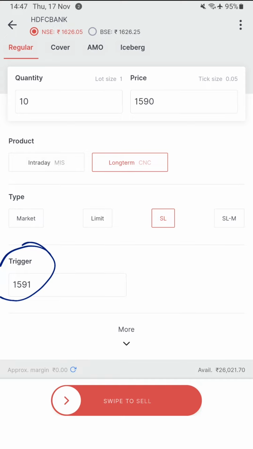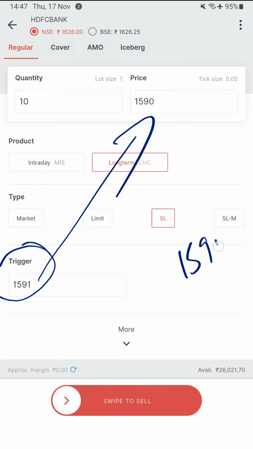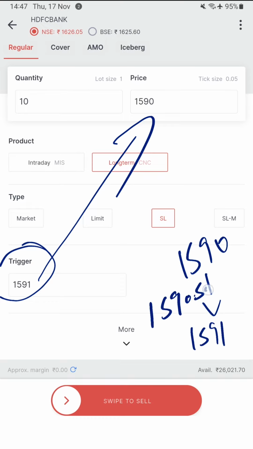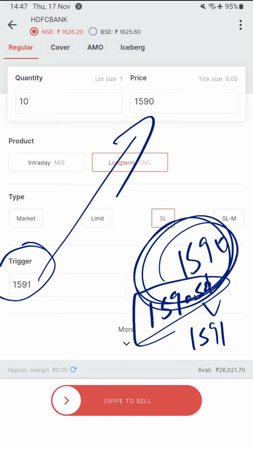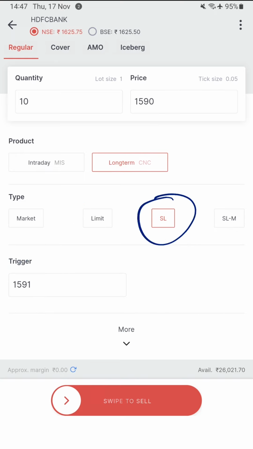Whatever profit I have made so far, give it to me and sell my stock for 1590. Now, if the market price was still anything above 1590, I will get it. I may get 1591, I may get 1590.5. That depends on the current market price. But I'm willing to sell at 1590 at that point when the market has hit 1591. So this is a stop loss limit order where I'm setting the limit and the trigger both.